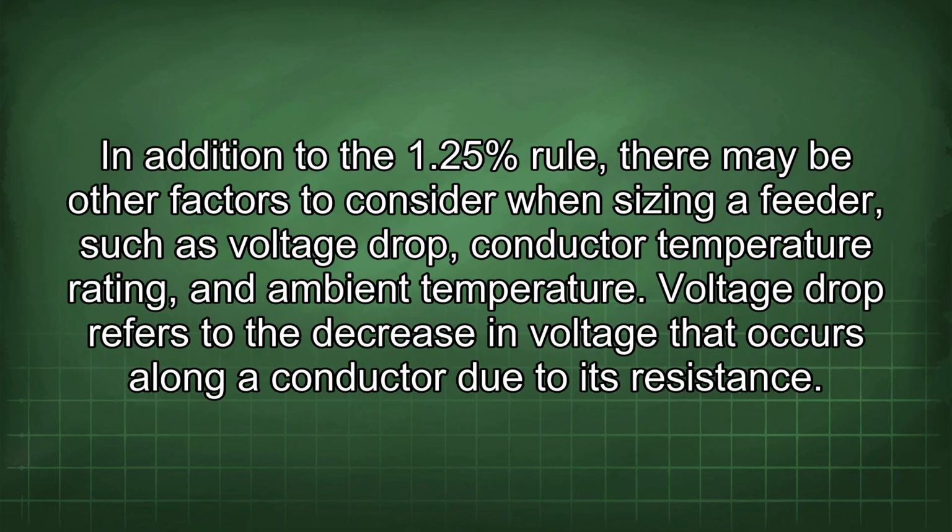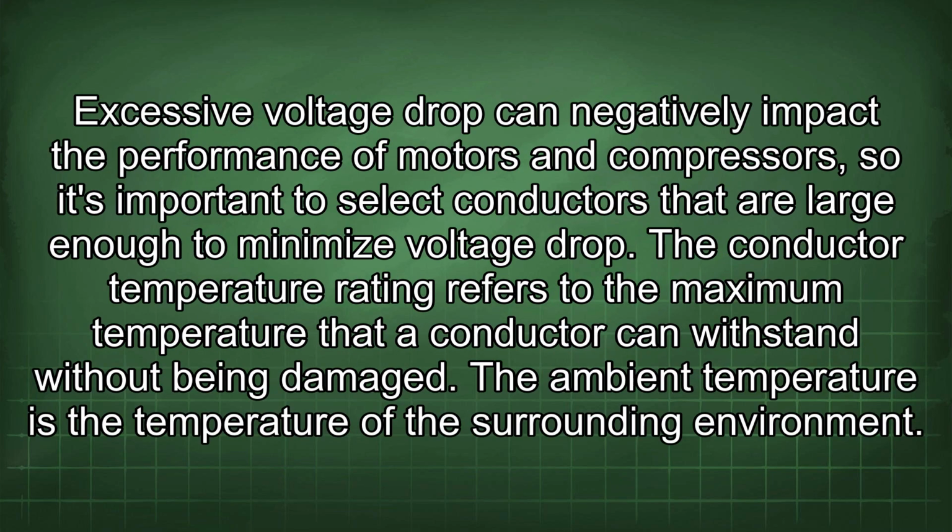In addition to the 1.25% rule, there may be other factors to consider when sizing a feeder, such as voltage drop, conductor temperature rating, and ambient temperature. Voltage drop refers to the decrease in voltage that occurs along a conductor due to its resistance. Excessive voltage drop can negatively impact the performance of motors and compressors, so it's important to select conductors that are large enough to minimize voltage drop.